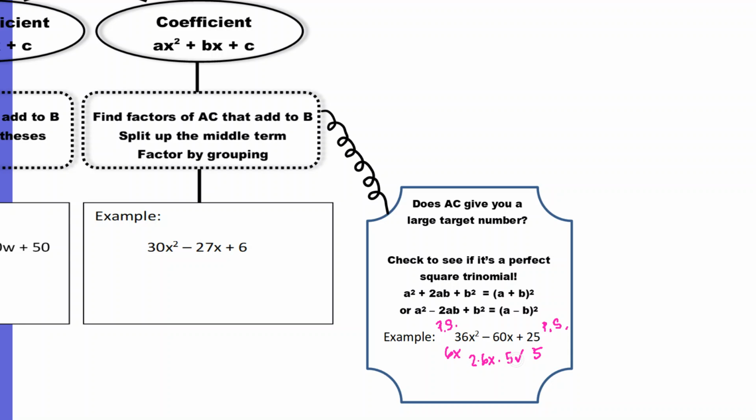So this is a perfect square trinomial. So inside my parentheses, I put my 6x and my 5. I know it's going to be squared. Remember that middle sign comes from the sign of that middle term, because this is negative, this is negative.